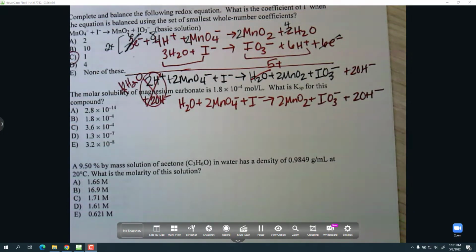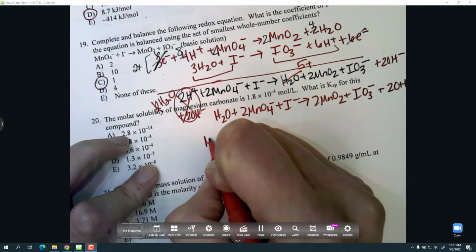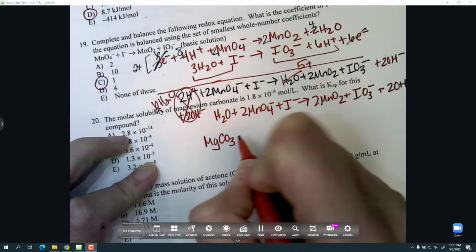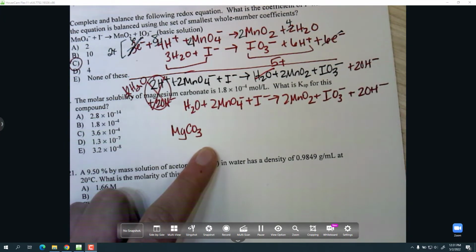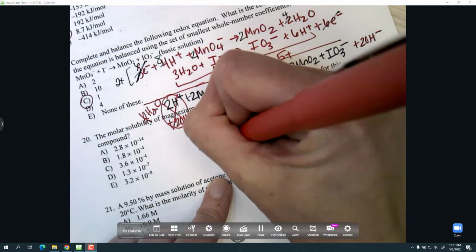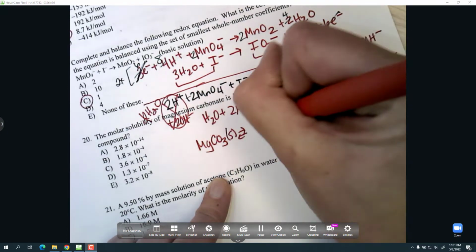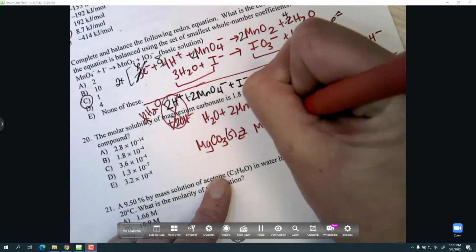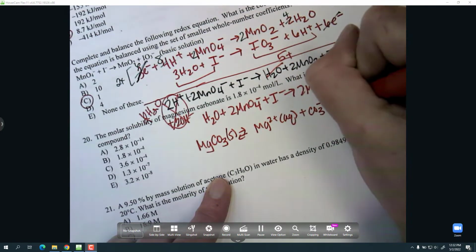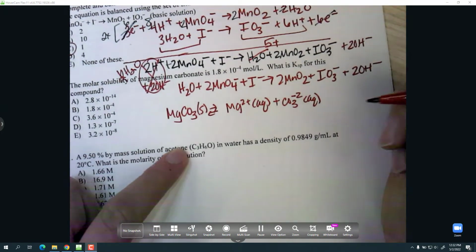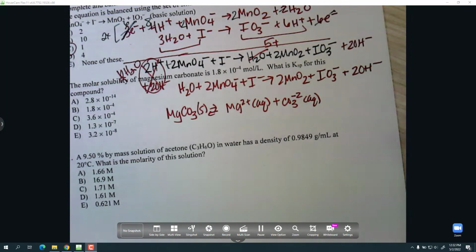All right, molar solubility of magnesium carbonate is 1.8 times 10 to the -4th. What is the KSP? All right, magnesium carbonate should look like this. I know magnesium from the periodic table is a +2, carbonate is a -2. So my reaction, my equilibrium would be it separating into one of each. Excuse me.